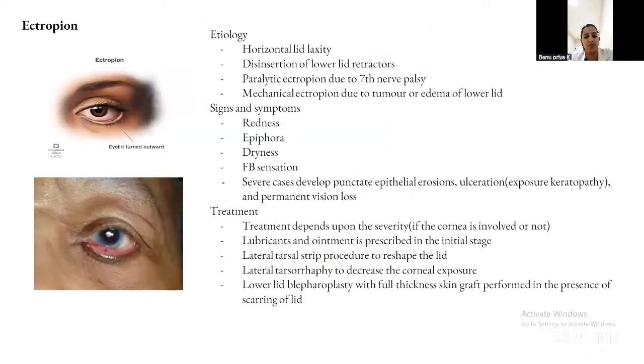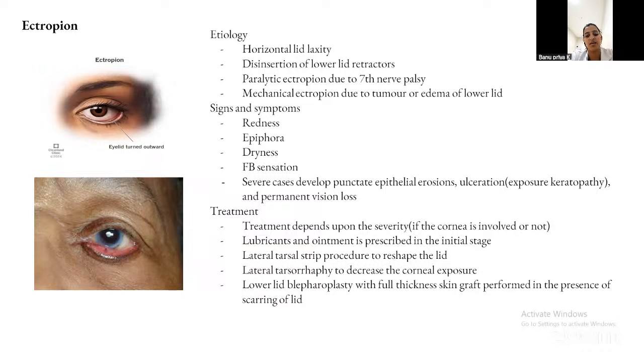And next comes ectropion. This is because of the outward turning of the eyelid. This could be because of disinnervation of the lower lid retractor, the orbicularis oculi, and in case of seventh nerve palsy, this ectropion will be seen. Mechanical ectropion is due to edema of the lower lid. Signs and symptoms are redness, epiphora, dryness, and irritation. In severe conditions, punctal epithelial erosion and ulceration develop, which is exposure keratopathy, and permanent vision loss.